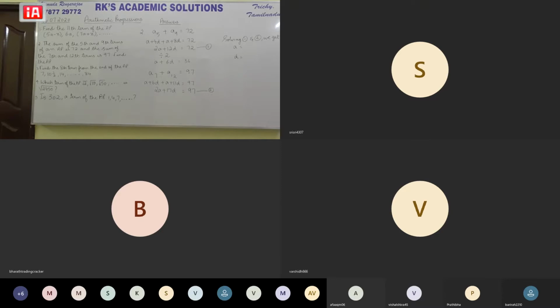Likewise, the sum of the seventh term and the 12th term is 97. The seventh term is A7. The 12th term is A12. Their sum is A7 plus A12, which is given to be 97. So we get two equations in a and d. We need to solve these two equations to find the values of a and d, and hence find the AP.